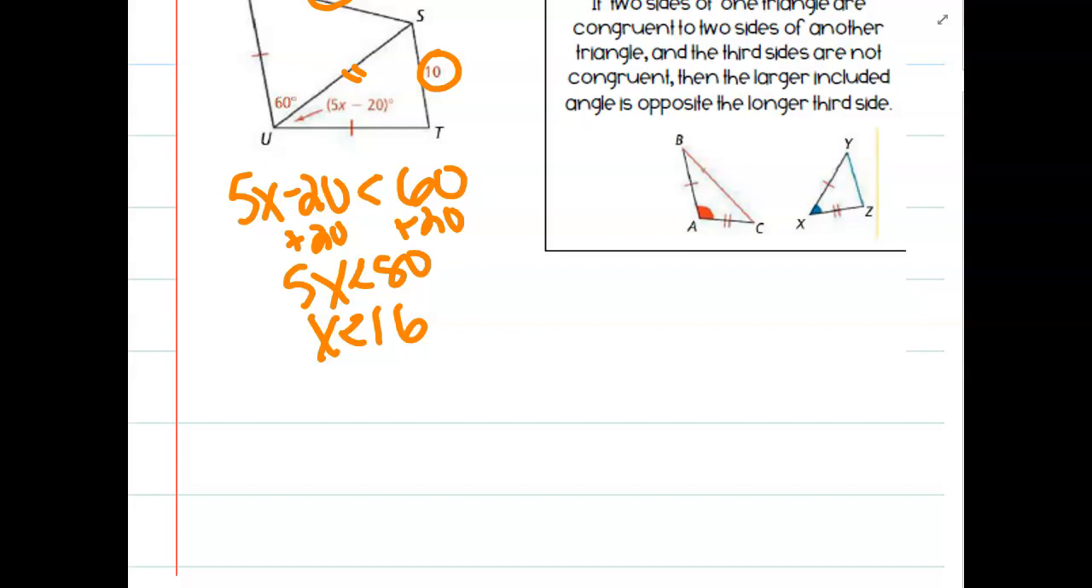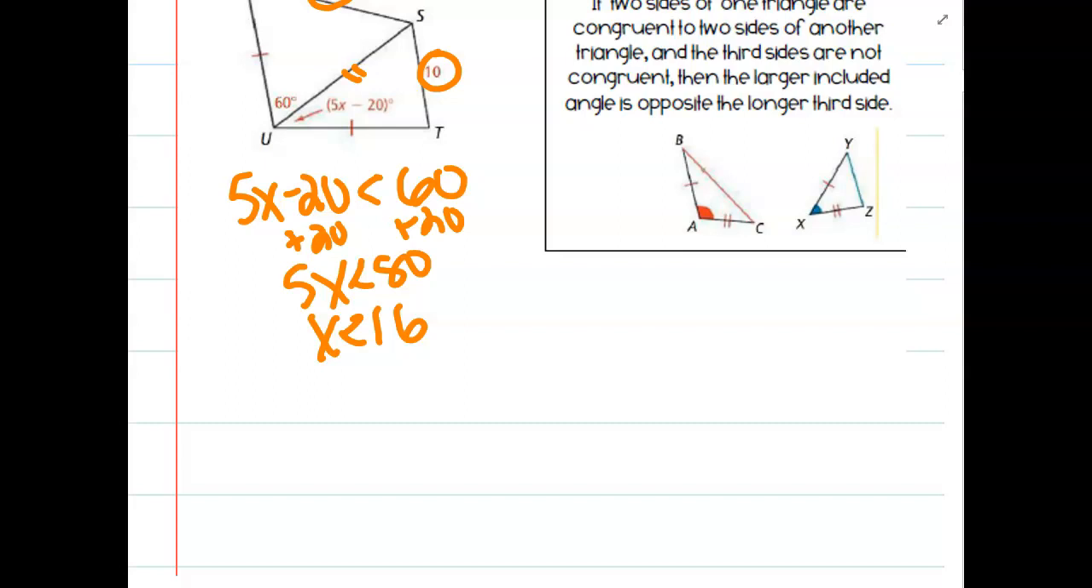But here's the thing. If I just say x is less than 16, it means x could be anything less than 16, like 0. X could be 0 because 0 is less than 16. Problem: if I plug in 0, we'd have 5 times 0 minus 20, which is negative 20, which means that angle is negative 20. Can you have an angle that measures negative 20? No. So you have to figure out the lower limit.